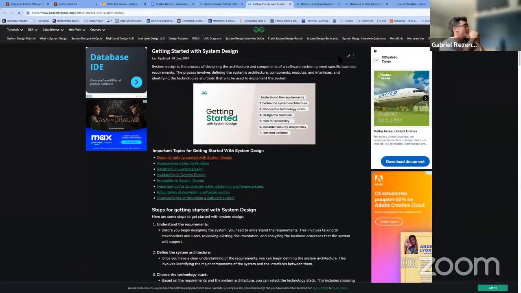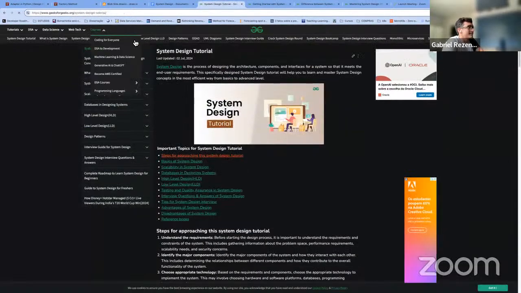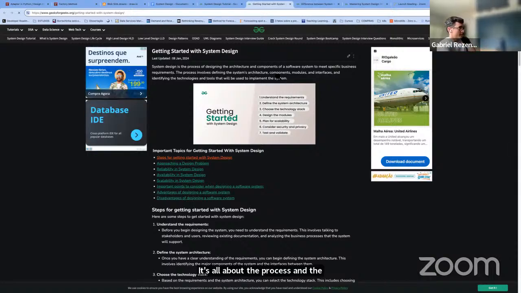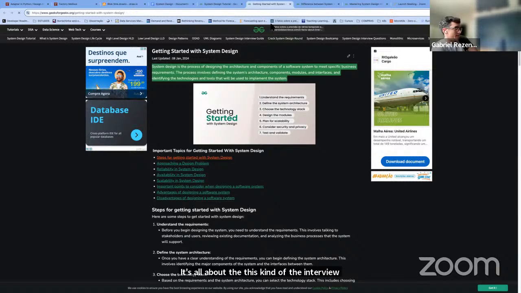So guys, I bring to you a good article about the basics of system design. Actually, this is an article from a tutorial for Geeks. I guess you guys know this website. I'm gonna share the link before this meeting. So yeah, let's start with this article. It's a simple getting started about system design. So it's all about the process and the fundamentals of this kind of interview. So I'm gonna start to read and then you can share thoughts about that.